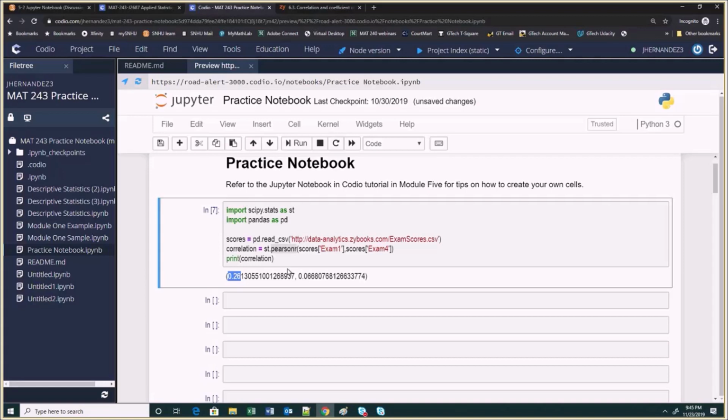But we note that first of all, we have a positive value, so it's plus 0.26. Plus means that the correlation between exam 1 and exam 4 is positive. So as the scores for exam 1 increase, the scores for exam 4 increase. But what can you say about the relationship?